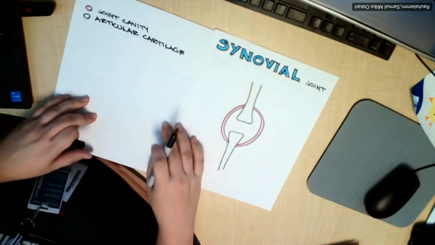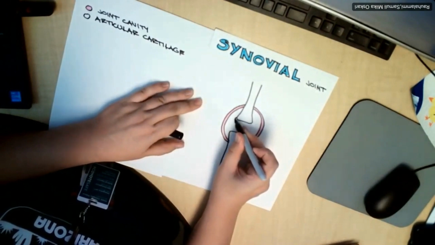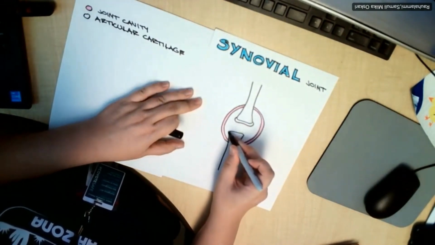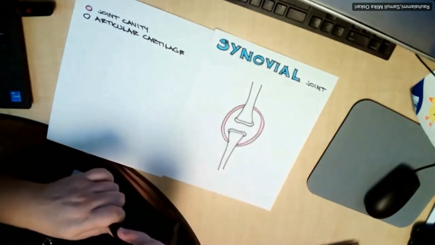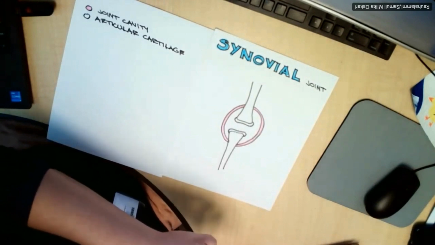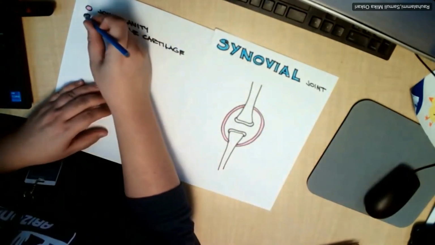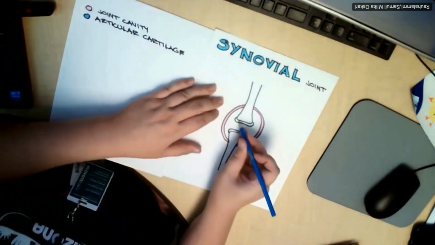And articular cartilage is found typically at the ends of the two bones that articulate, not always, but typically in most synovial joints. So we're going to add that as well to this diagram of ours. Typically, articular cartilage is going to be hyaline cartilage. So let's have a look at that.